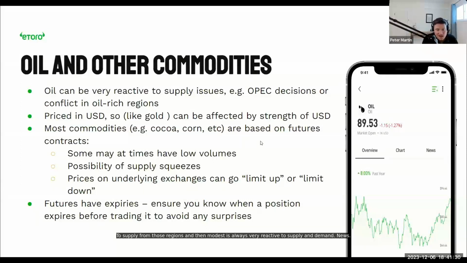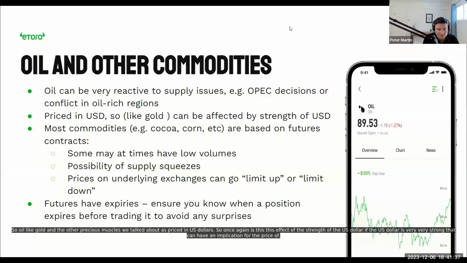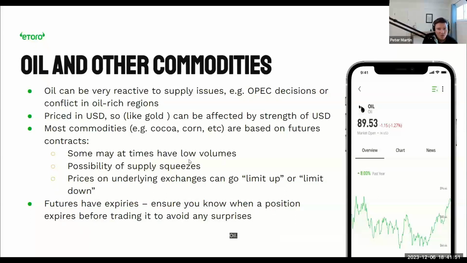Commodities are always very reactive to supply and demand news. So oil, like gold and the other precious metals we talked about, is priced in US dollars. So once again, it's just this effect of the strength of the US dollar. If the US dollar is very, very strong, that can have an implication for the price of oil.